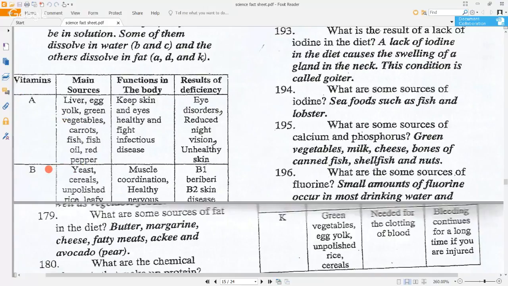Vitamin B: yeast, cereals, unpolished rice, leafy vegetables. If we have a lack of those, what happens? The functions help us with muscle coordination. We have a healthy nervous system, and a deficiency would result in beriberi. It's a B2 skin disease.